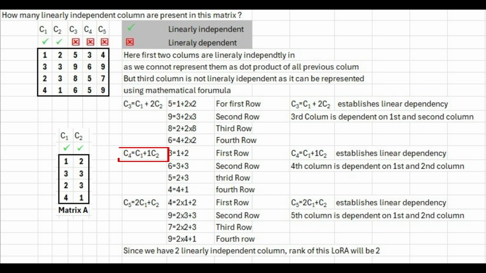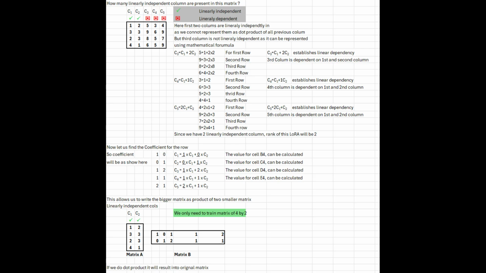Fourth column is also linearly dependent, and linear dependency can be expressed using the formula C4 equals C1 plus C2. Fifth column is also linearly dependent, and linear dependency can be expressed using the formula C5 equals 2 times C1 plus C2. 3. Now we find the coefficient for the first row using values from just the linearly independent columns, which are C1 and C2.